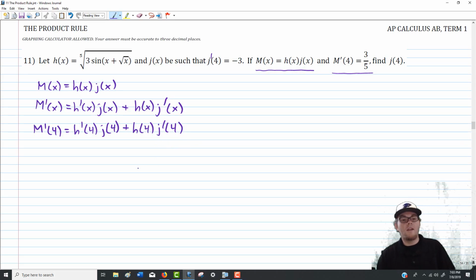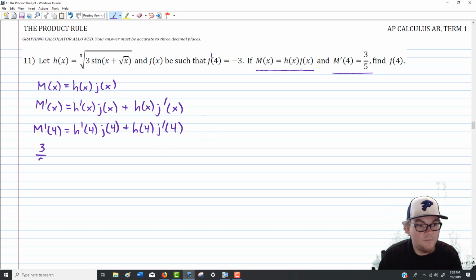So a lot of stuff happening here. We also have one more thing. It says m prime of 4 is equal to 3/5. So this whole thing is going to be equal to 3/5. And you know what, I'm not going to write it there. I'm just going to carry it through to the next line.